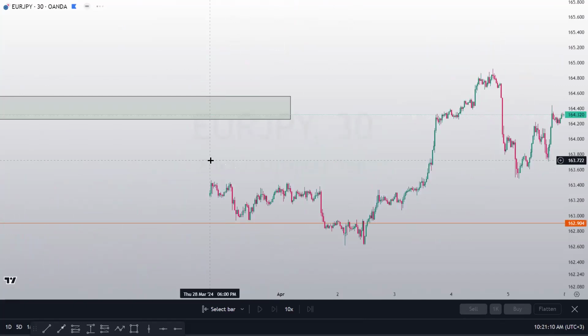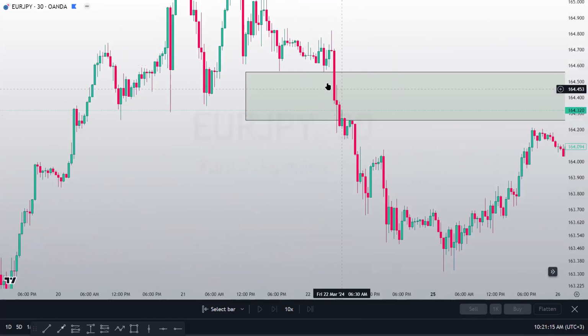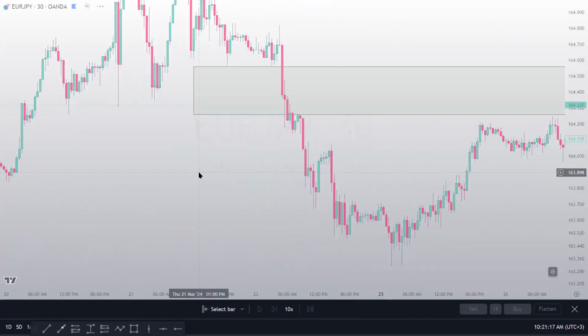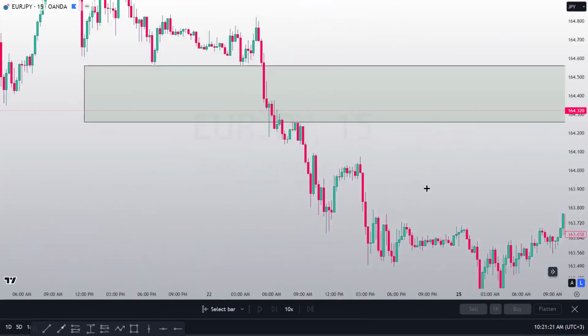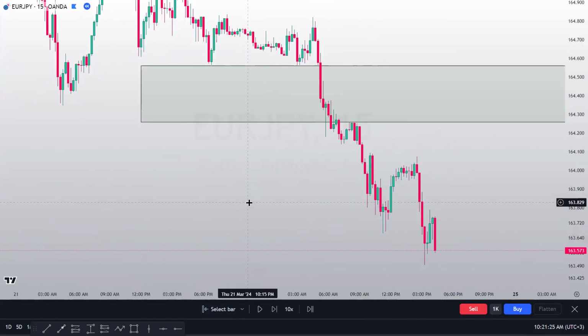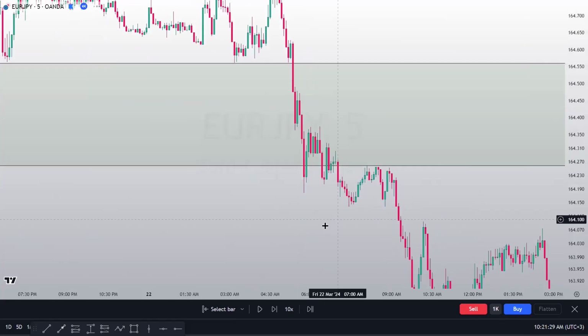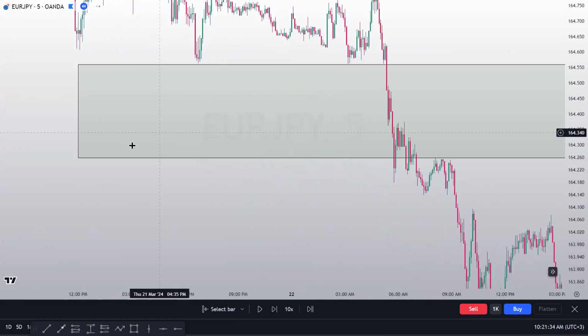Coming now to the 30, we also didn't have any criteria for us to take the entry. Coming to the 15 again, as you can see here, we had a zone, but the zone was actually consumed. Coming to the 5 minutes time frame, as you can see here, now the liquidity consumption process is observed clearly.